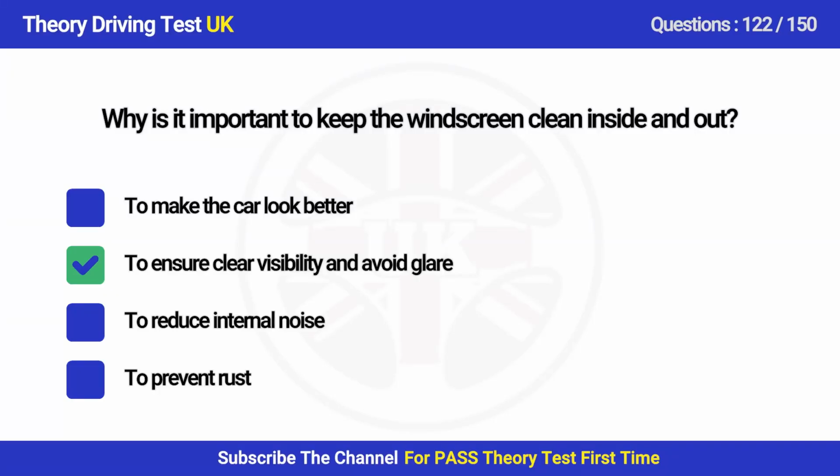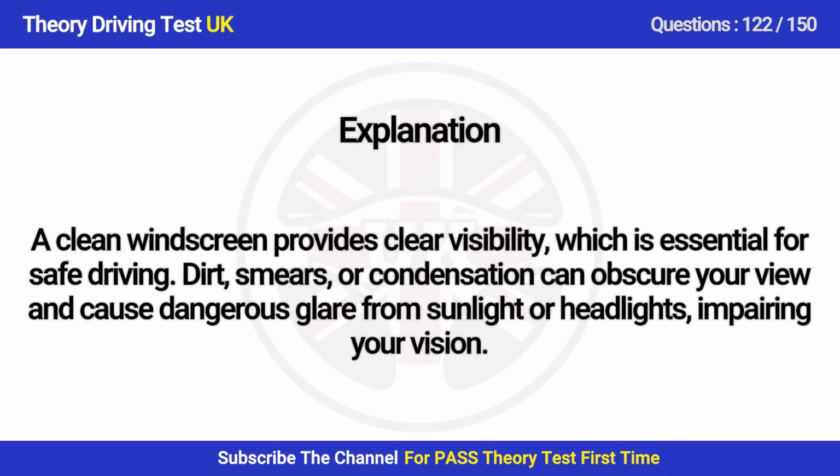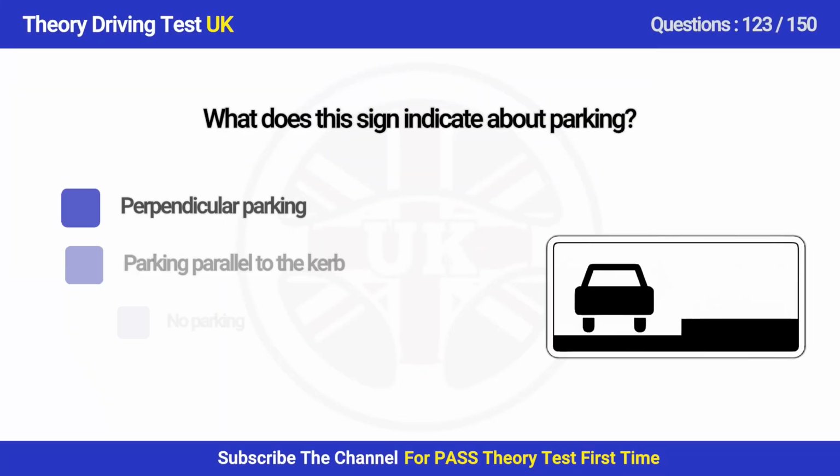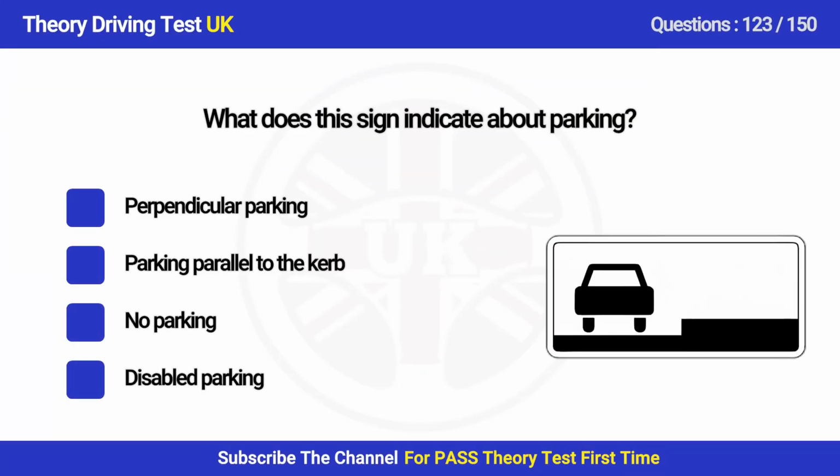Answers is B. To ensure clear visibility and avoid glare. A clean windscreen provides clear visibility, which is essential for safe driving. Dirt, smears, or condensation can obscure your view and cause dangerous glare from sunlight or headlights, impairing your vision. Question 123. What does this sign indicate about parking?